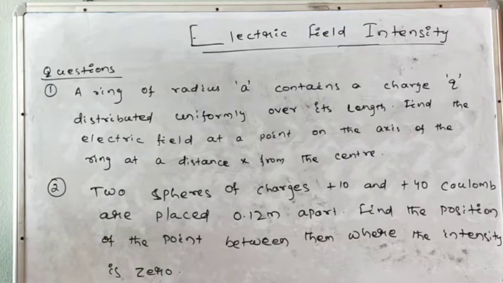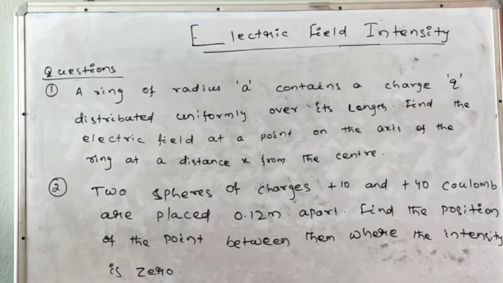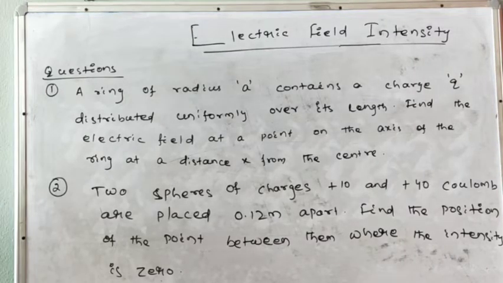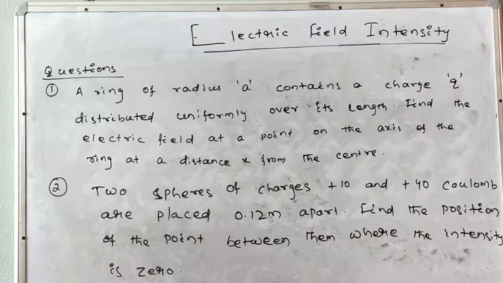And for the second question, I already told you about electric field intensity for a point charge, you have to find this one. See, two spheres of charges plus 10 coulomb and plus 40 coulomb are given. And where the intensity is 0, that you have to find. Is there any doubt? Contact me and I would like to solve it with you individually. Thank you.